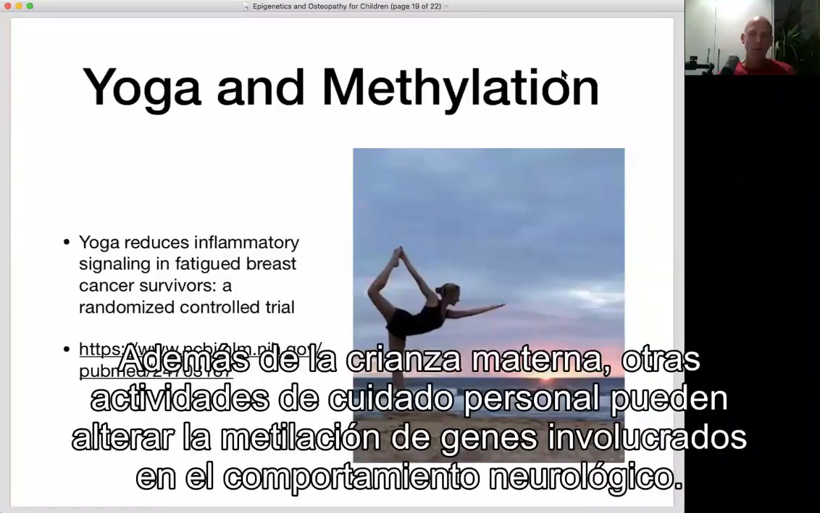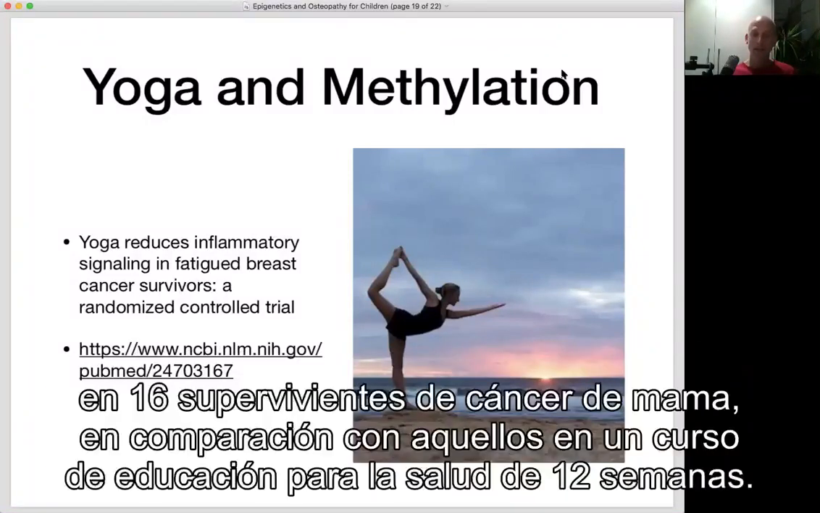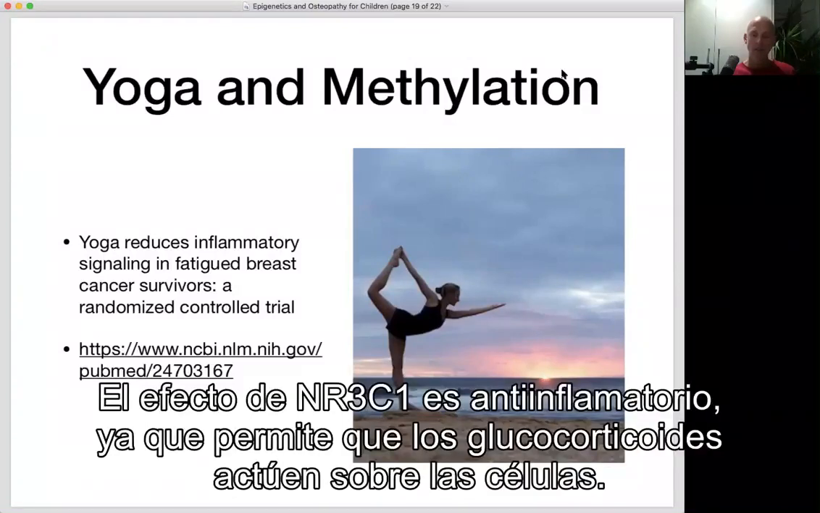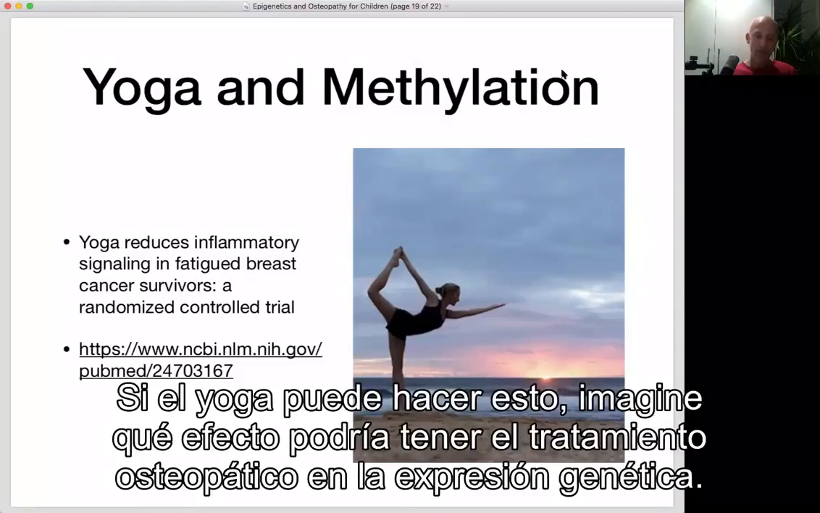As well as maternal nurturing, other self-care activities can alter the methylation of genes involved in neurobehavior. This study found that a 12-week Iyengar yoga intervention increased the expression of the NR3C1 gene and other glucocorticoid receptors in 16 breast cancer survivors when compared with those on a 12-week health education course. The effect of NR3C1 is anti-inflammatory because it allows glucocorticoids to act on the cells. The yoga course also reduced the expression of many other inflammatory genes. If yoga can do this, just imagine what effect osteopathic treatment might have on gene expression.